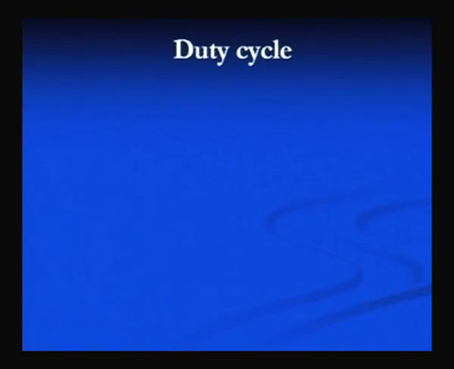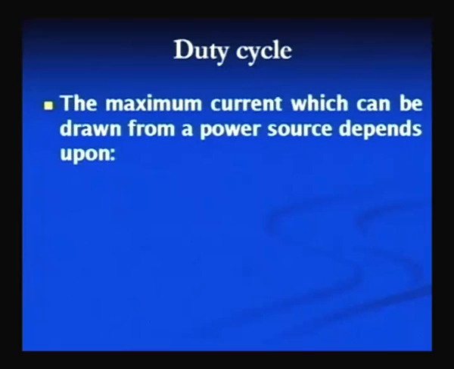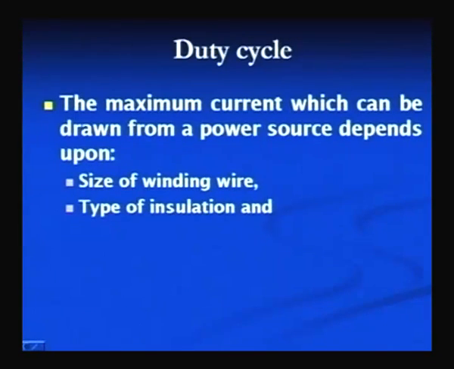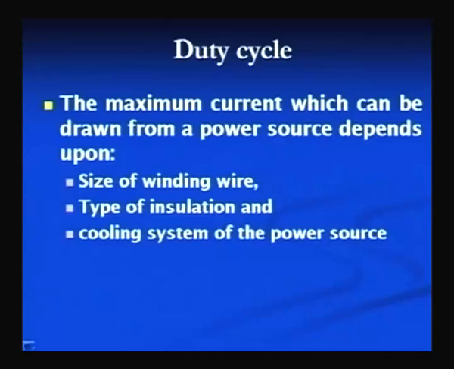We have seen that the duty cycle is significantly governed by the welding current. So, the ability of the power source to supply high current is determined by a number of factors. The maximum current which can be drawn from the power source depends on the size of the wire used for winding. The larger the diameter, the greater the possibility to draw higher current because of the lower electrical resistance heating effect. Also, the better the quality of the insulation, the higher the current which can be drawn without damage due to electrical resistance heating, and it depends on the cooling system of the power source.